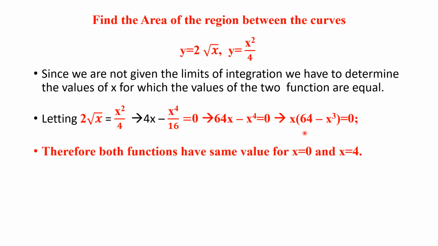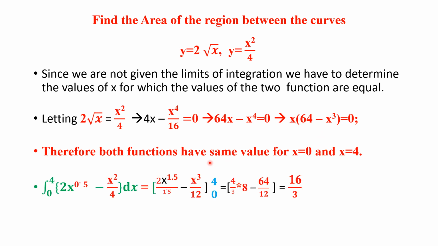Now from the last part, both functions have the same values for x equal to 0 and x equal to 4. So these are the two solutions of this equation. We can have x equal to 0 to get a 0 of the left hand side, or we can have x equal to 4, and that will give us the 0 of the second term, which is between the parentheses. Now we have the limits.